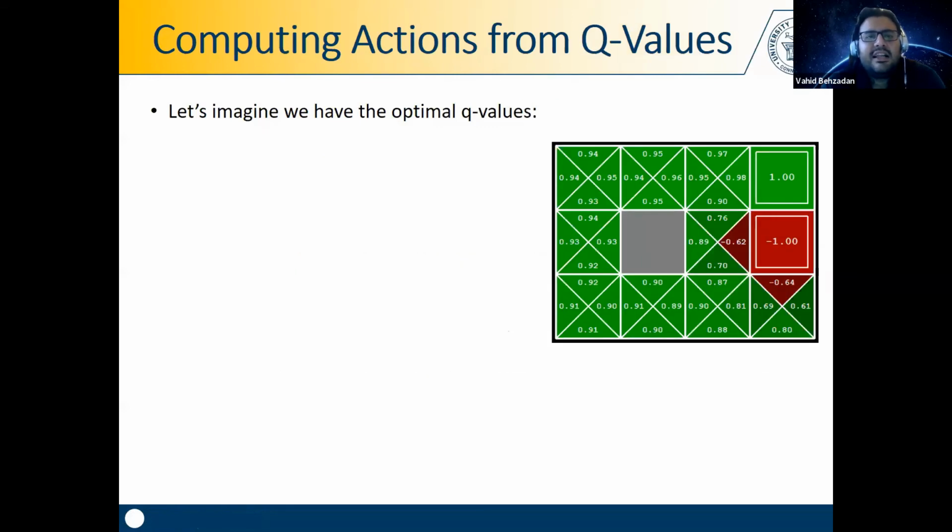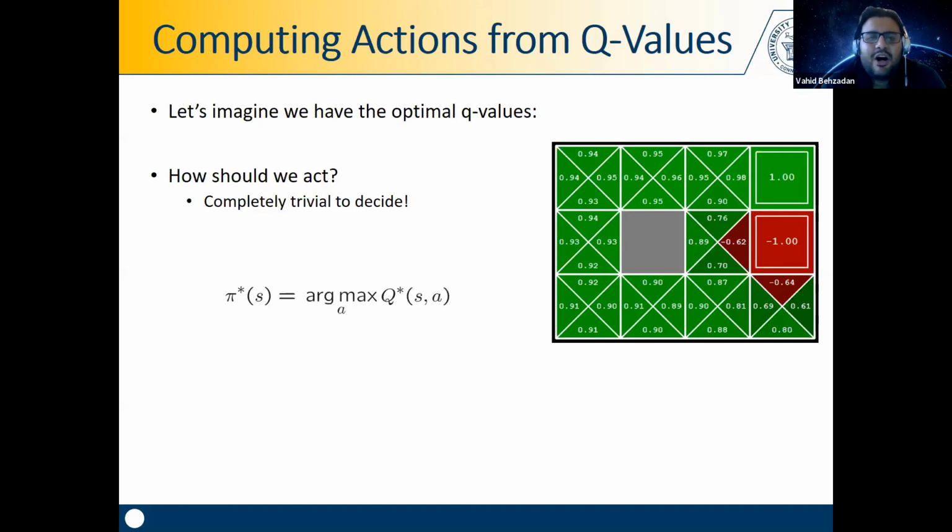Now, let's see how we can compute actions if we have the Q function. Let's assume that we have Q star, we have the optimal Q values. How should we act? This is really simple. It's really trivial. Why? Because then pi star of S becomes argmax over A of Q star S and A. Essentially, now that we have the Q star function, iterate over actions and give me that action that maximizes this value. Then that's going to be the output of the optimal policy for state S. As simple as that.